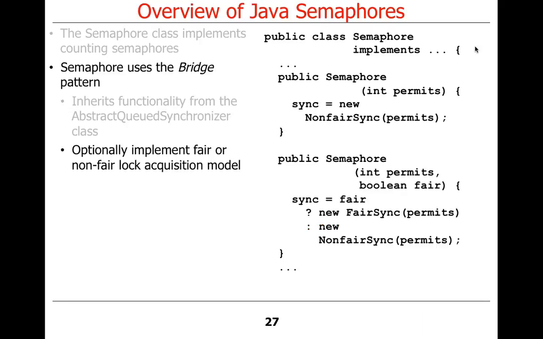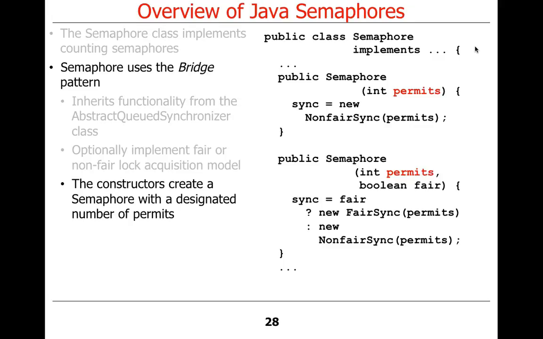And we talked about this before. You can optionally create fair or unfair based on the parameters that are passed in. The other thing you can do is give it the initial number of permits, which is sort of akin to how many volleyballs are in the basket to start with, right? So that's what the permit count means.